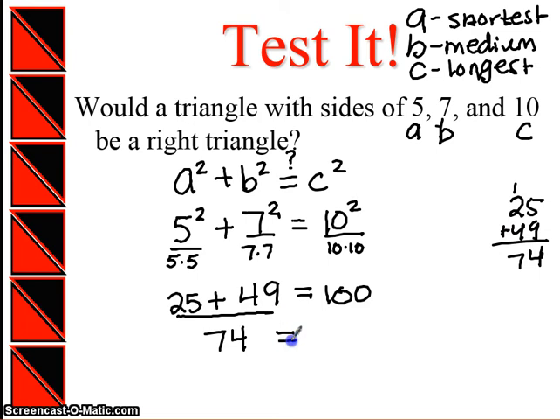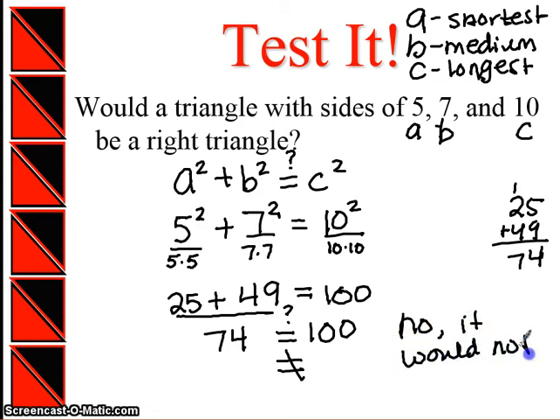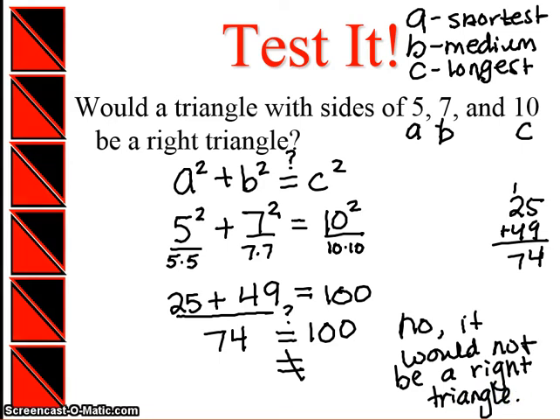So 74, is that equal to 100? And the answer is no, they are not equal to each other. So would this create a right triangle? And the answer is no, it would not be a right triangle. Okay, let's do one more example.